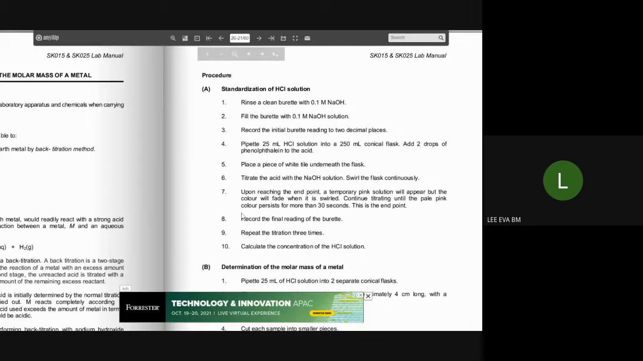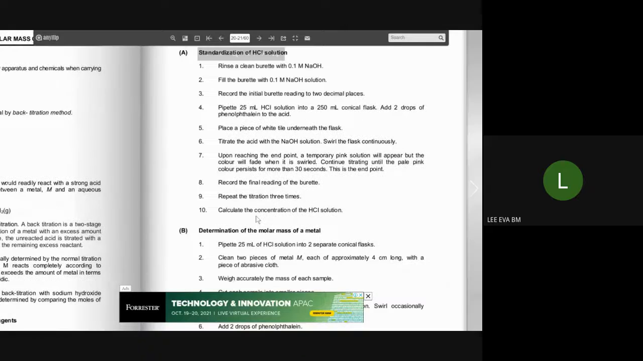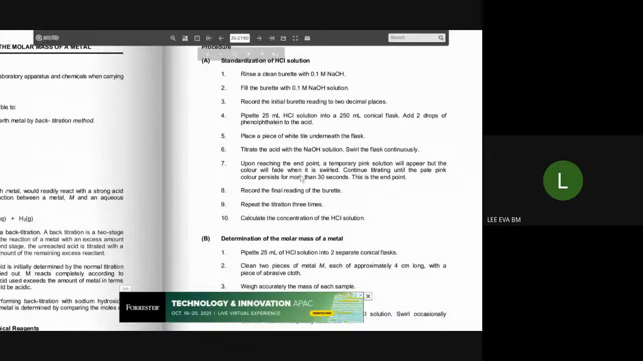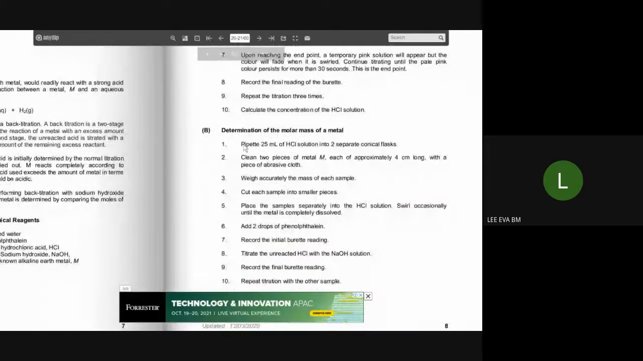Okay, but for part B, we're starting to use the back titrations. So the procedure, madam is not going through with you because later on we want to watch the video. So the steps over here also can refer to the video. So part B, determination of molar mass, you can jot down in your lab report. Part B is the back titration.